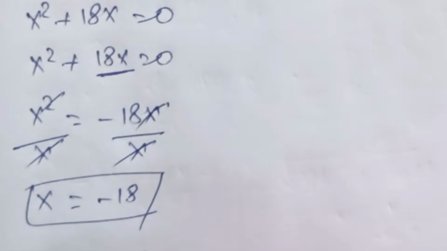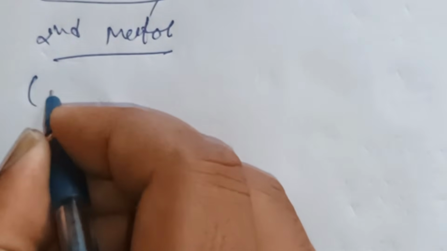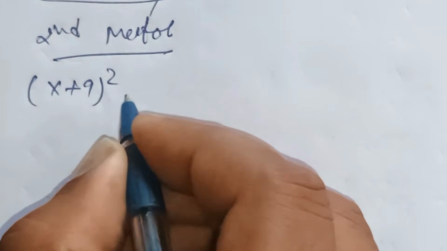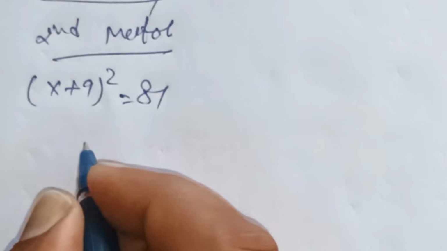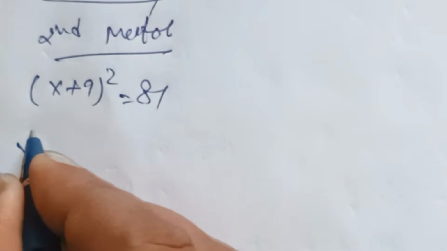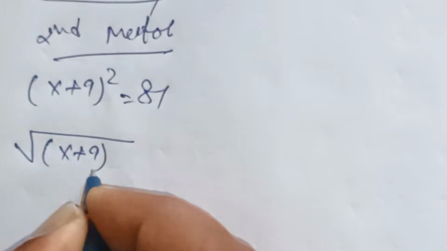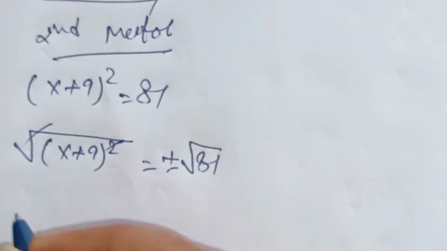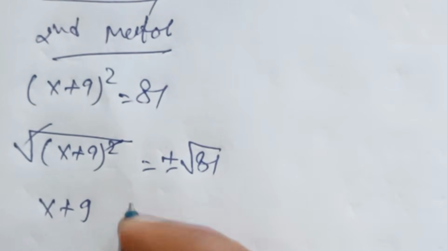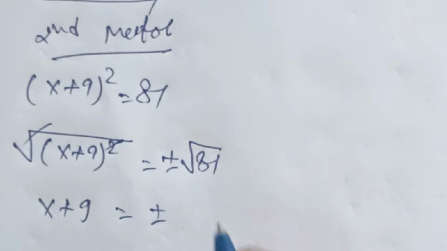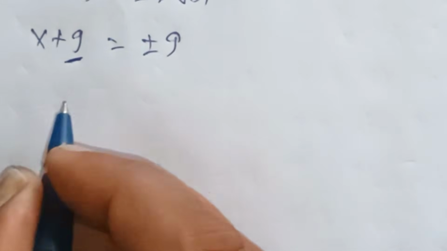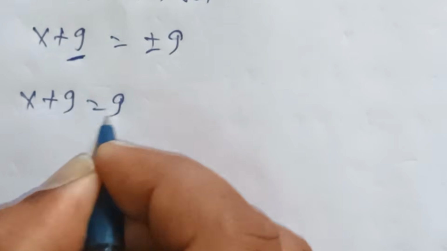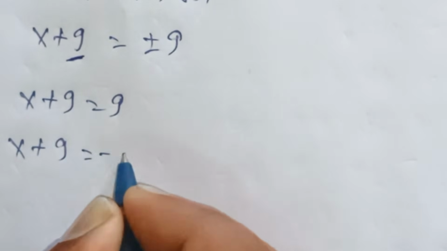See here, second method. (x + 9)^2 is equal to 81. Both sides taking root: root under (x + 9)^2 is equal to plus minus root under 81. Root and square cancel, leaving x plus 9 is equal to plus minus root 81, and root 81 value is 9. This 9 comes to this side. Therefore, x plus 9 is equal to 9, and x plus 9 is equal to minus 9.